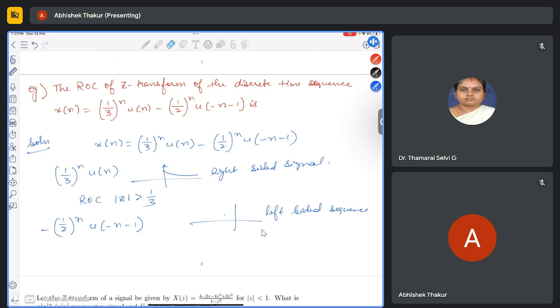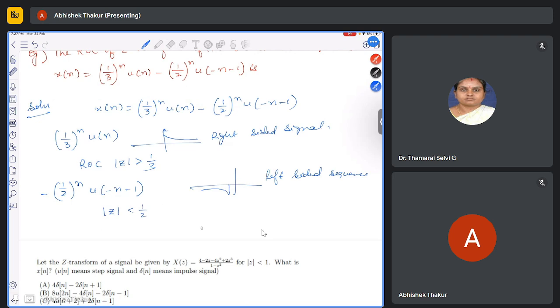If minus is there, then it will be in this form. So the ROC is |z| less than 1/2. So from the first and second, we can see that the ROC of the function will be greater than 1/3 and less than 1/2. So this was just a simple question.